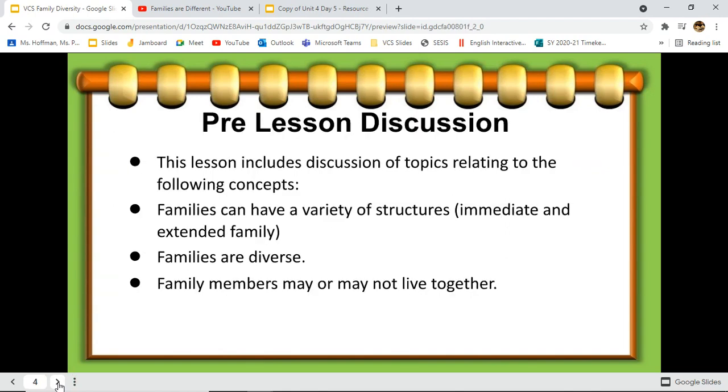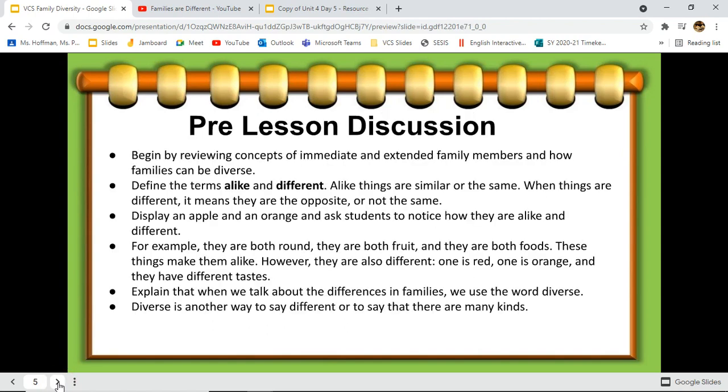Pre-lesson discussion. This lesson includes discussions of topics related to the following concepts. Families can have a variety of structures, including immediate and extended family. Families are diverse. Family members may or may not live together. Pre-lesson discussion. Begin by reviewing concepts of immediate and extended family members and how families can be diverse.